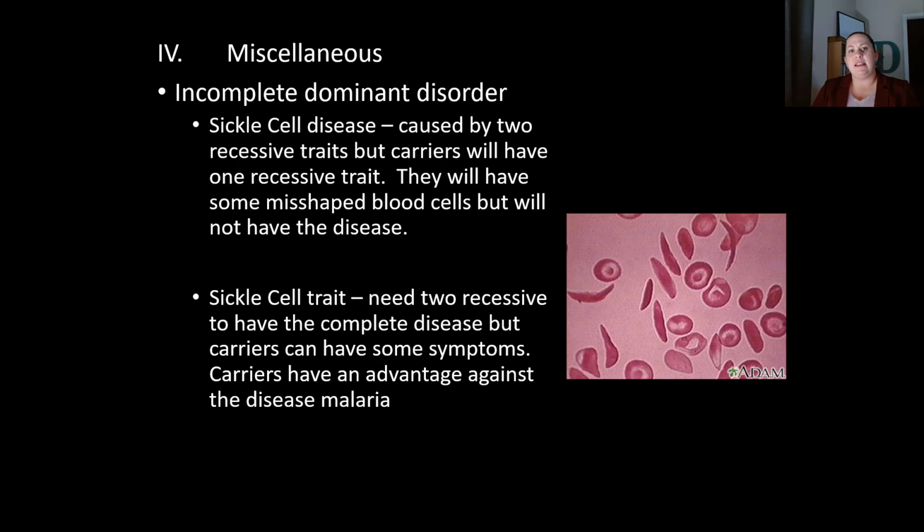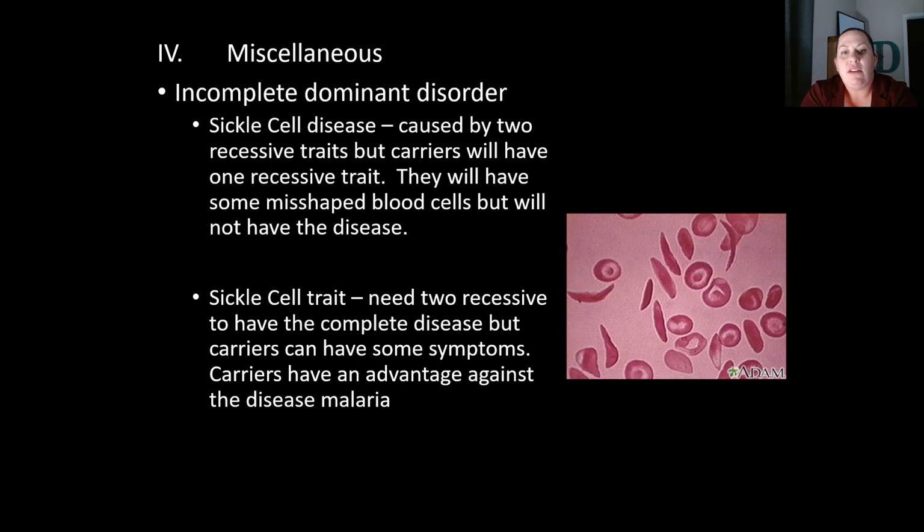So miscellaneous, guys, there's some incomplete dominant disorder I want to talk to you about, which is sickle cell disease. Sickle cell is going to be where a particular trait is not expressed completely. If you have sickle cell disease, it's caused by 2 recessive traits, so 2 little letters, but carriers can still have one recessive trait and they can actually display some of the symptoms. They will have some misshapen red blood cells, but they will not actually have the disease. So guys, red blood cells should be disc shaped, circular, but in sickle cell, they're more moon shaped, kind of like a half moon or what we'd call a sickle.